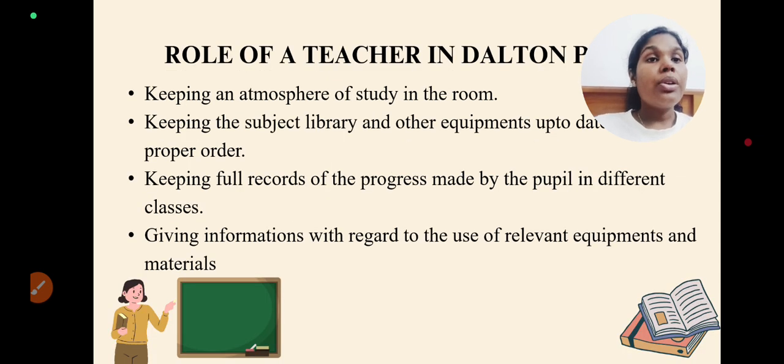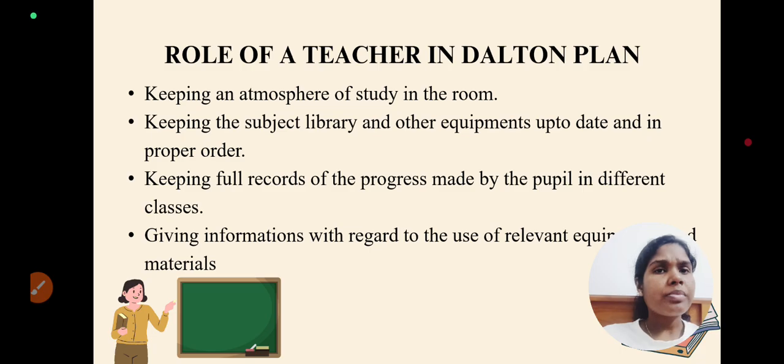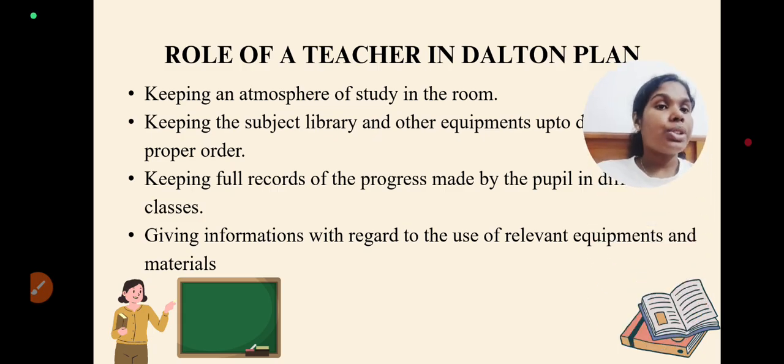Next we can see the role of a teacher in the Dalton plan. The teacher has a role to maintain the atmosphere of studying in each subject room, and to keep the subject library and equipment up to date and in proper order. Teachers also keep records of the progress made by the pupils in different classes, and should give information regarding the use of relevant equipment, materials and apparatus. So this is the role of a teacher in the Dalton plan.